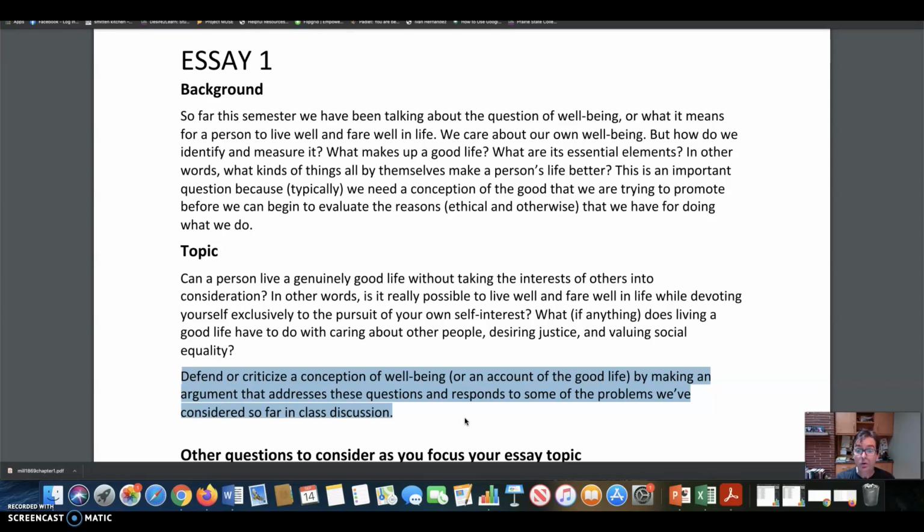You can also think of your defense or criticism of a conception of well-being as a way of responding to some of the problems and the questions that we've considered in class or that you've talked about in your homework. So you can incorporate some of the work that you've already written, some of the ideas that you've already started to think about in your writing, into your essay.